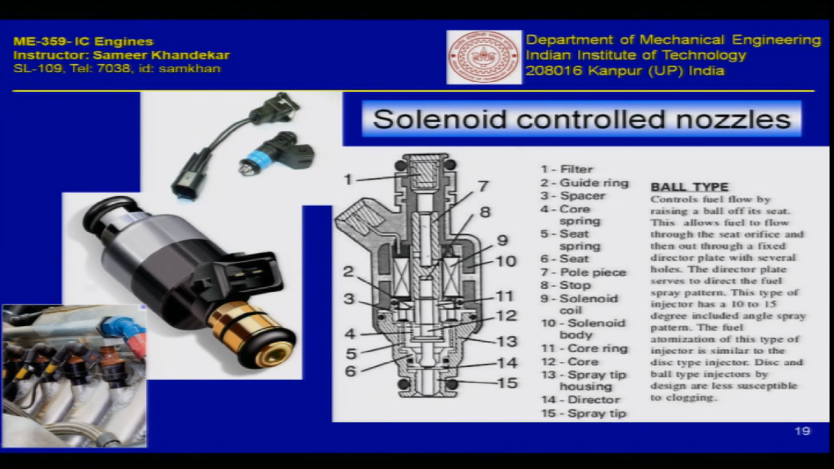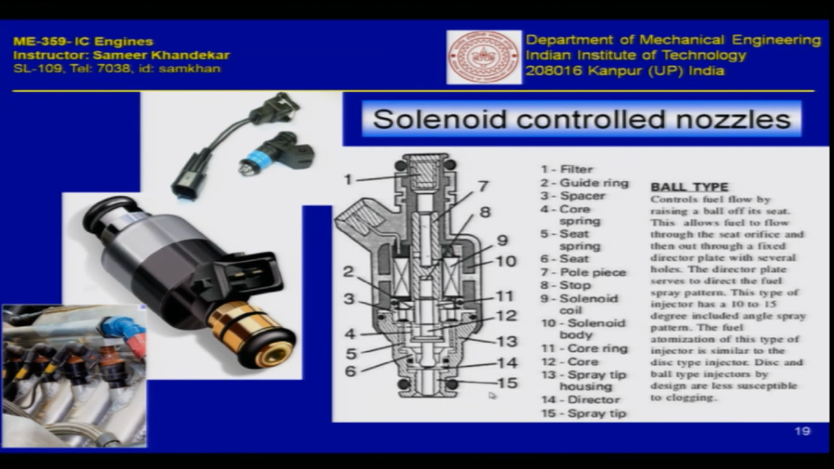Each of these valves are connected. There is a common rail for pressurized pump, and here you can see how the ball type valve is operated with a solenoid. This 10 is a solenoid valve, 9 is the solenoid coil, and then of course the fuel will come, it will open, and there will be the spray tip, which is 15. So, there is a spray which will form inside the combustion chamber.